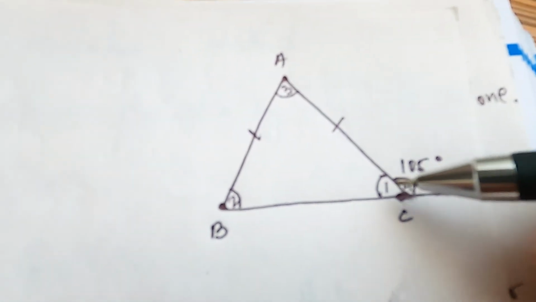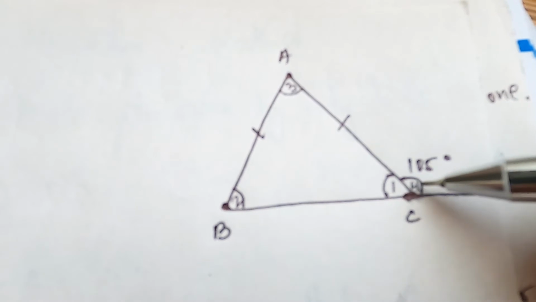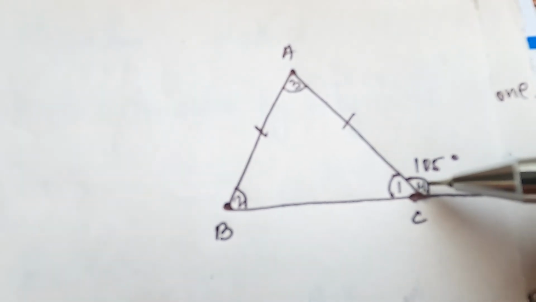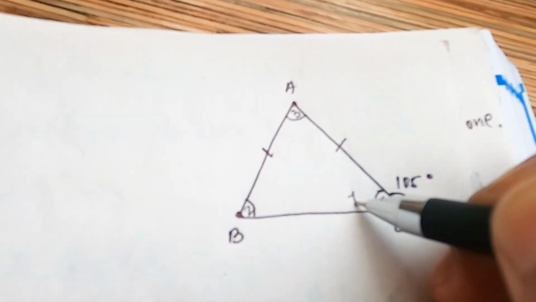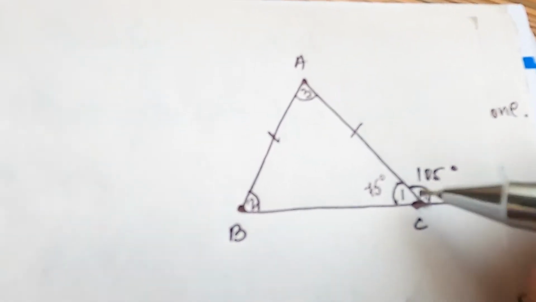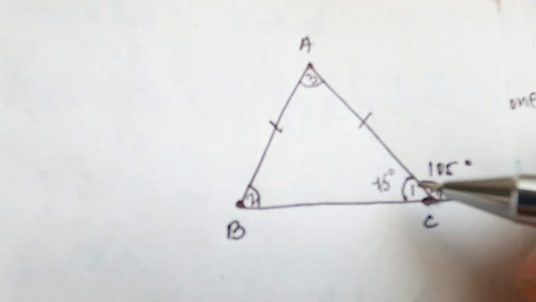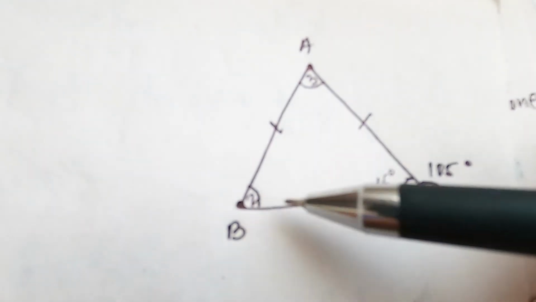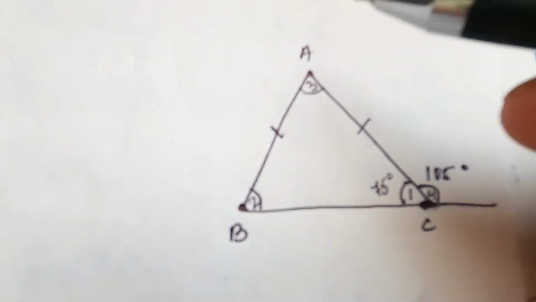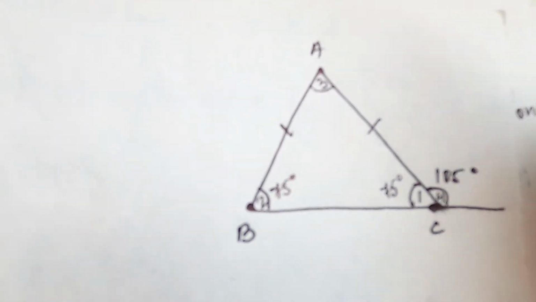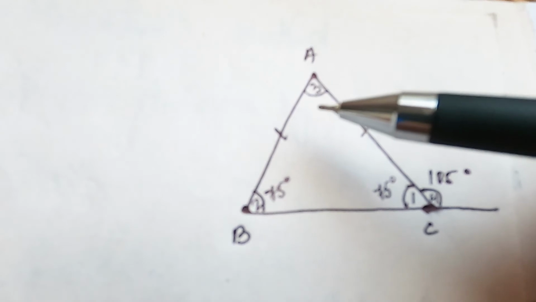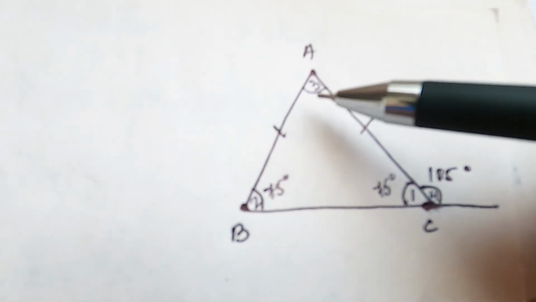So we know that angle 1 and angle 4 will form a linear pair. Alright. So after calculating 180 minus 105, we will be getting how much? Angle 1 will be 75. Also, we know that angle B is equal to angle C. So therefore, angle 2 also will be how much? 75 degree. So what's left for us to find is angle 3.